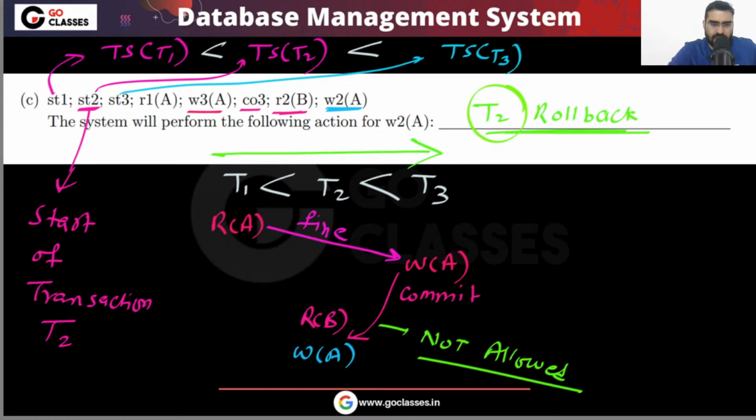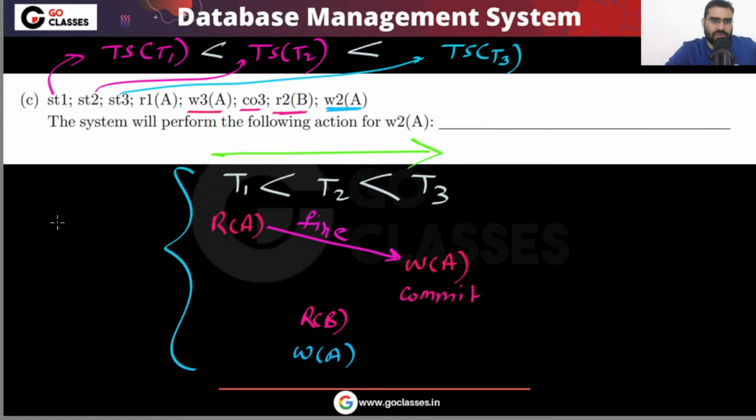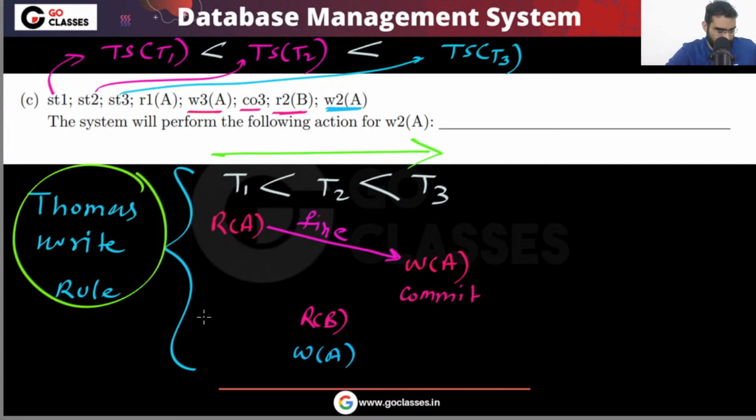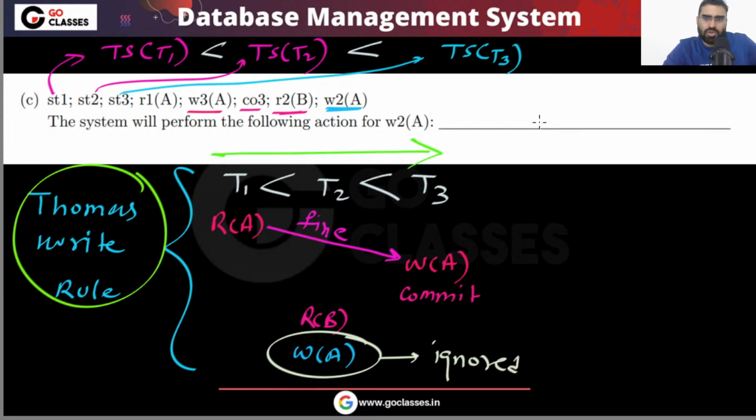You tell me a simple question again. In the Thomas Write rule, what will happen? If you use TSP with the Thomas Write rule, then remember this will be ignored. So here the answer is this will be ignored. No rollback will happen. Correct or not? So you can see this action will be taken for this W2A: this operation will be ignored.